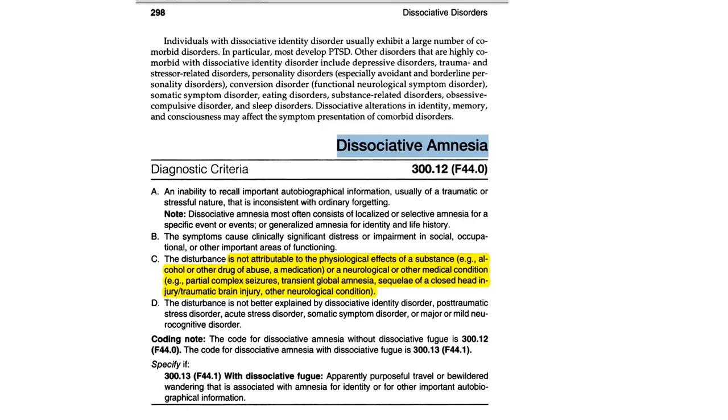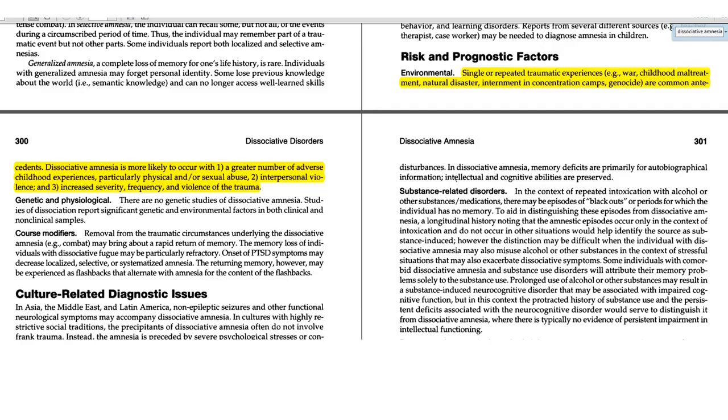Now let's see if there's any evidence of trauma dissociation theory on the next page. Now turning over to page 300, you can see that the risk and prognostic factors for dissociative amnesia are listed. So the first one is environmental, where they say single or repeated traumatic experiences, for example, war, childhood mistreatment, natural disaster, internment in concentration camps, genocide, are common antecedents.